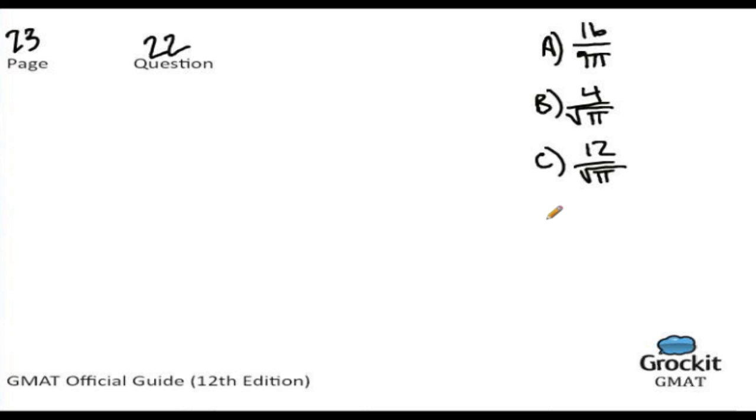Okay, we have some interesting looking answer choices. We have 16 over 9 pi for A. For B we have 4 over the square root of pi. For C, we have 12 over the square root of pi. D is the square root of 2 over pi. And choice E, 4 times that, 4 times the square root of 2 over pi. This is a 9 here in choice A. Okay.